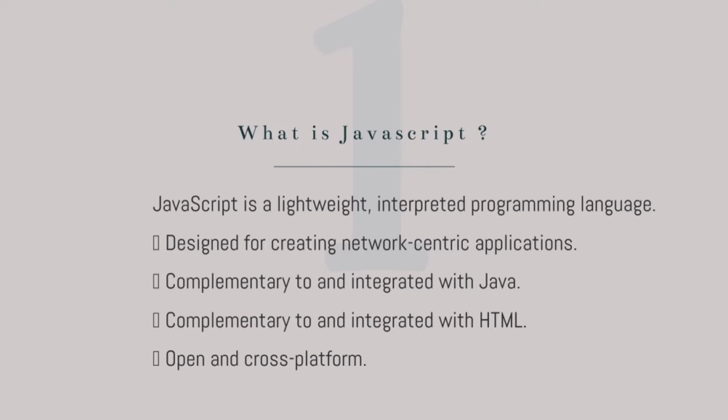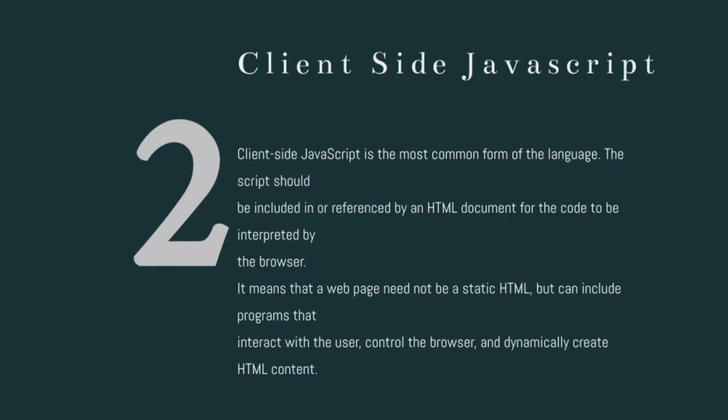Now that we have gotten what JavaScript is all about, we are going to move on to what is client-side JavaScript. Client-side JavaScript is the most common form of the language. The script should be included in or referenced by an HTML document for the code to be interpreted by the browser. It means that a web page need not be static HTML, but can include programs that interact with the user, control the browser, and dynamically create HTML content.